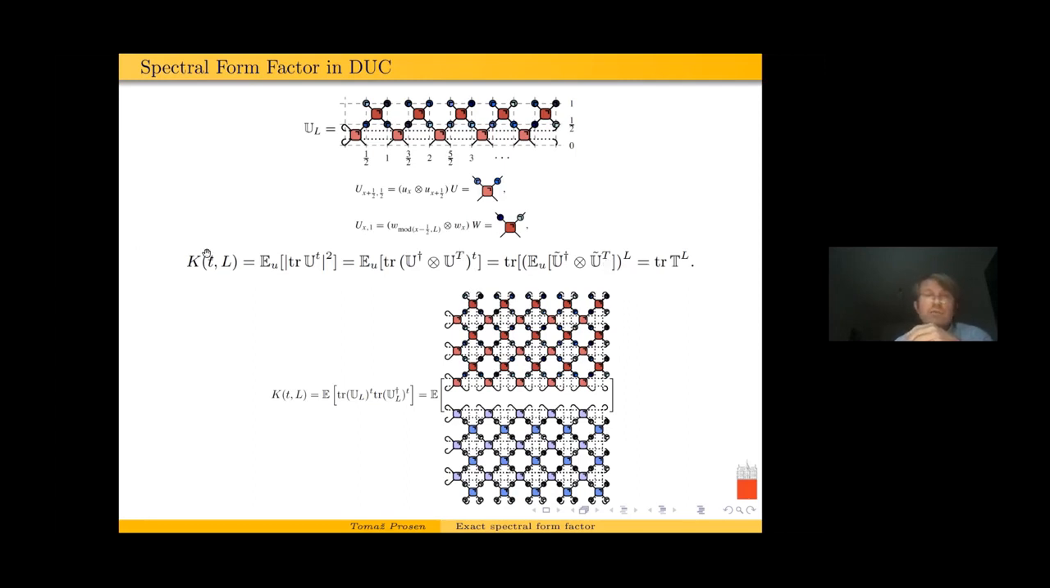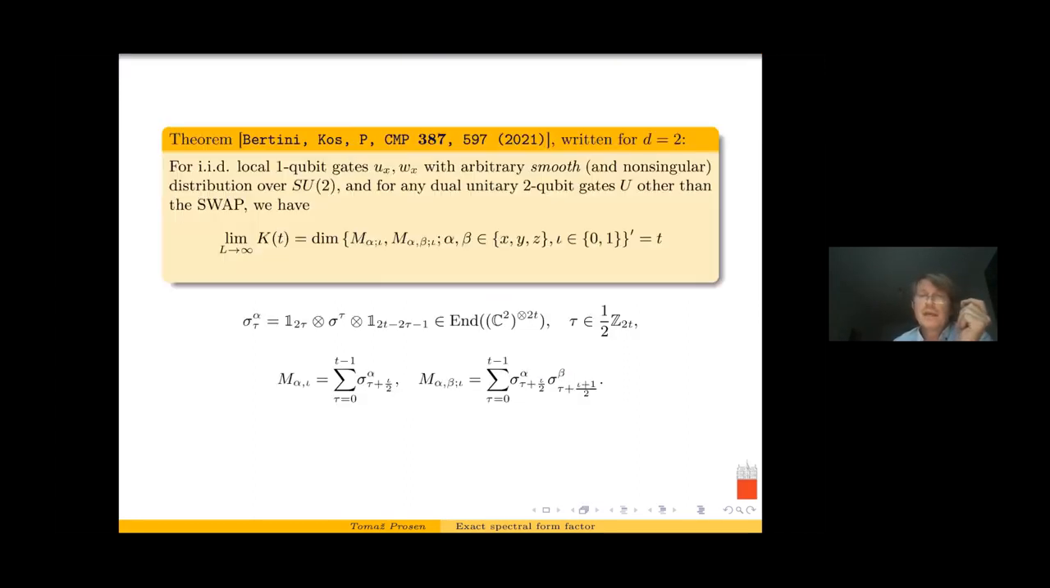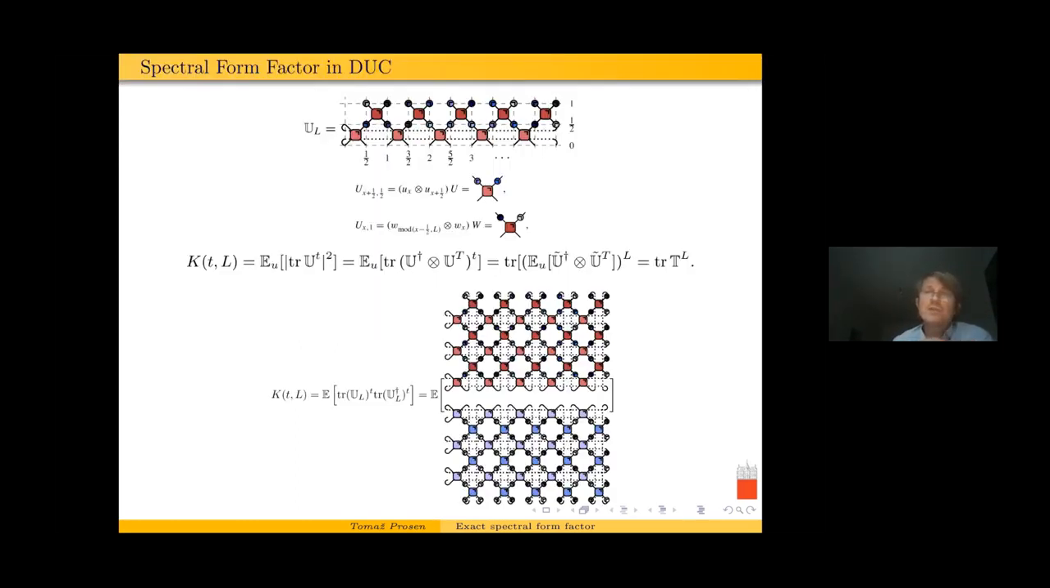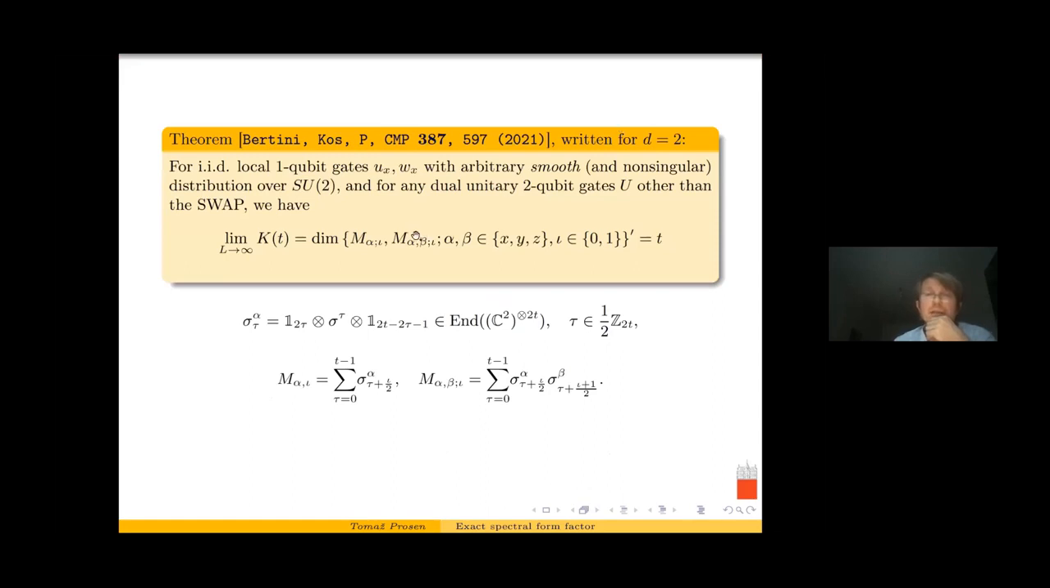And now the spectral form factor for a given system size and given time is just the trace of T to the L. Now you take the thermodynamic limit, which means you just have to control the spectrum and the leading eigenvalue of this transfer matrix. In principle, what you can show is that there is a gap between the eigenvalue 1 and the rest of the spectrum, and that the eigenvalue 1 is T-fold degenerate. Now this is the dual unitary circuit without special symmetries, so there is no time reversal here, so you expect the unitary ensemble, which means you expect a linear ramp with slope 1, and that is equivalent to showing that this leading eigenvalue of this dual transfer matrix has multiplicity T.